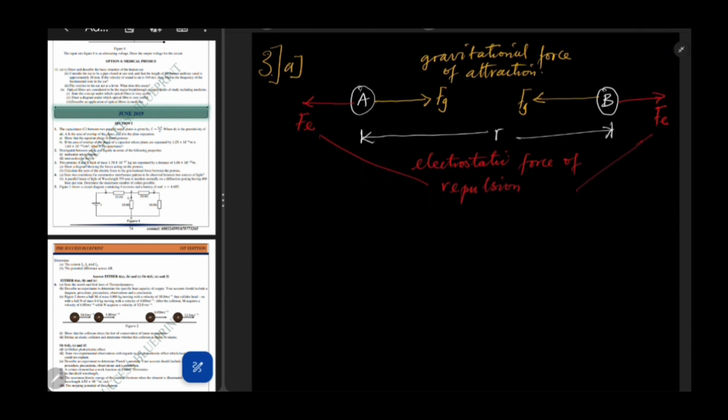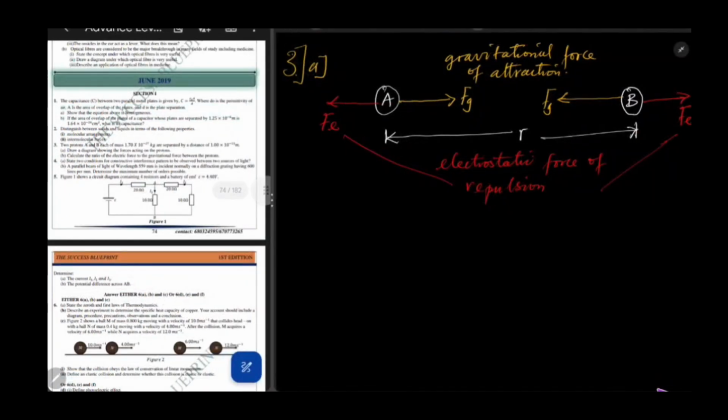That's the electrostatic force of repulsion. So the forces are equal in magnitude and opposite in direction, be it the gravitational force or the electric force. They are equal in magnitude and opposite in direction based on Newton's third law. That is, for every action there is an equal but opposite reaction. That said, let's move on to question B.